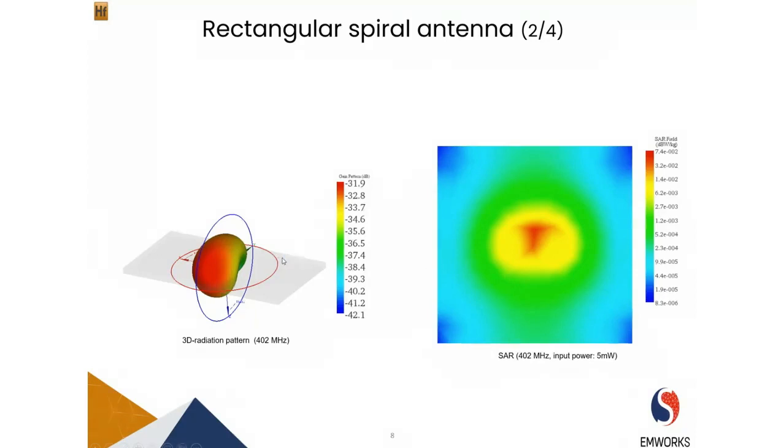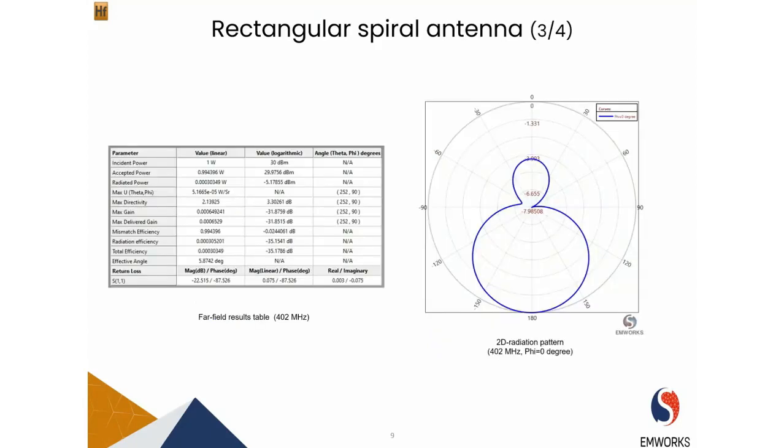On the left, you can see a 3D radiation pattern of the antenna. The antenna has a maximum gain of minus 32 dB with broadside radiation. Broadside radiation pattern is desired especially for implantable antennas, as it allows the antenna to generate a strong signal which can be easily detected by an external receiver. On the right, we have the 2D radiation pattern. We can clearly see a broadside radiation pattern.